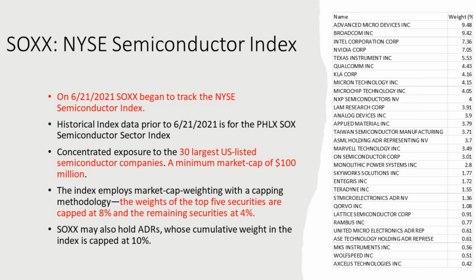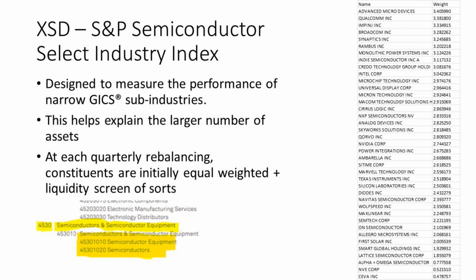Now, this ETF can also hold ADRs, but the cumulative weight in the index is capped at 10%. I wanted to just mention that rule because there are some ADRs. You can look through the list there and see them, though they don't appear to be any danger of exceeding 10%. Then you have XSD, the S&P Semiconductor Select Industry Index.